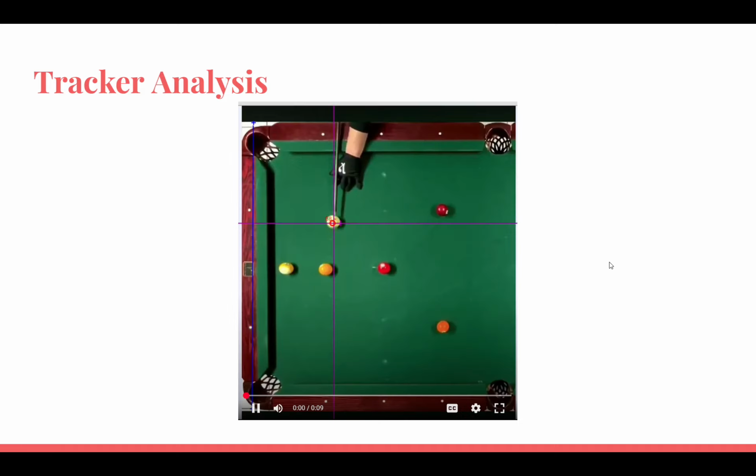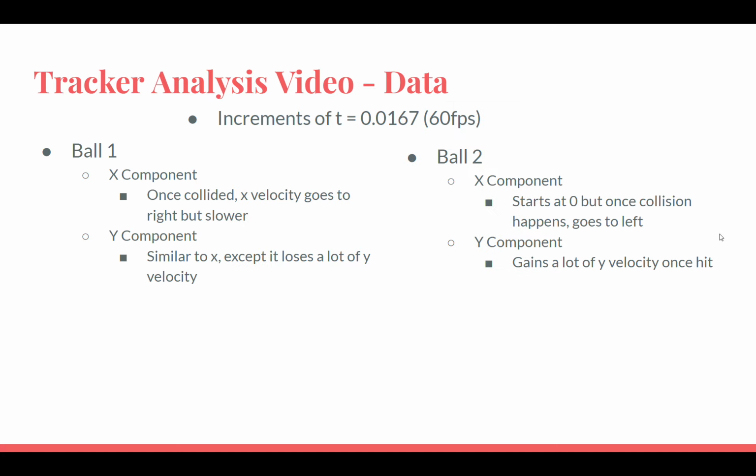So here was the tracker analysis I had. As you can see, the two billiard balls collide. Alright, so ball 1's x component: initially the ball goes in a negative x direction, but once it collides, its x velocity goes to the right, but it's noticeably slower.